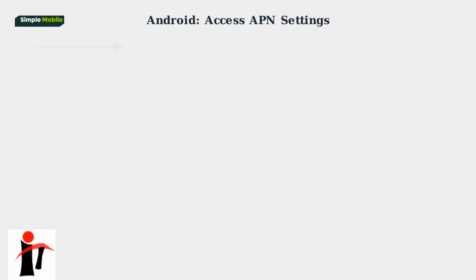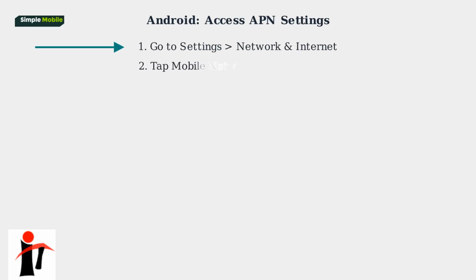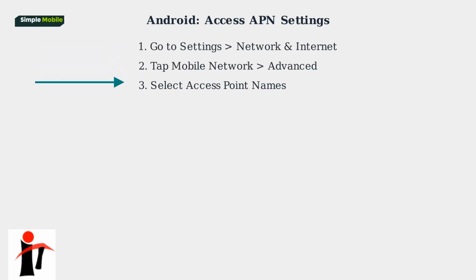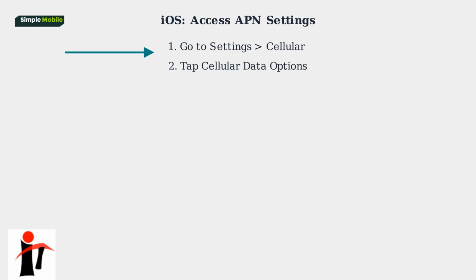To manually configure your APN, go to Settings, Network and Internet, Mobile Network Advanced, Access Point Names on Android. You may need to delete existing APN profiles and create a new one with the correct details. On iOS, go to Settings, Cellular, Cellular Data Options, Cellular Network.